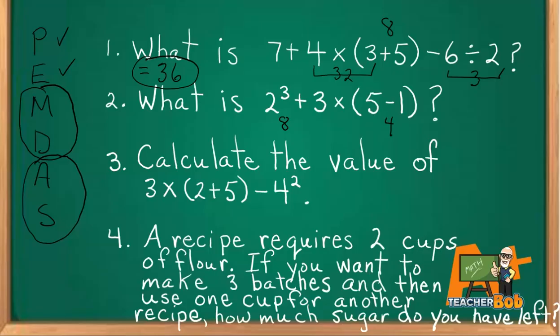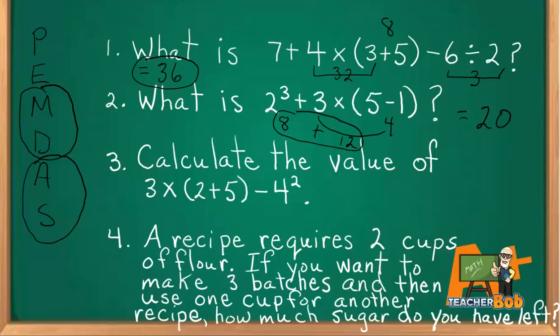Then multiplication and division. We have multiplication and division here. So 3 times 4 becomes 12. Now we've got addition and subtraction, and we've only got addition here. So we're going to add the 8 plus the 12. So our answer is going to be 20. That's the answer for number 2.